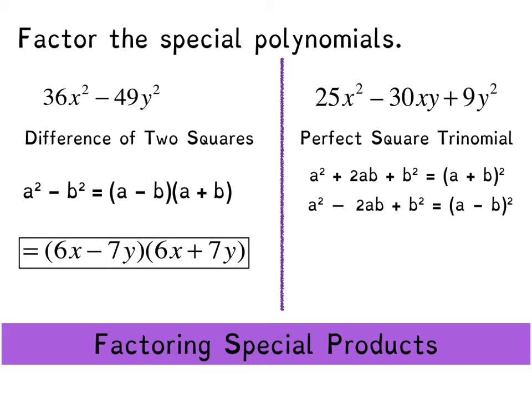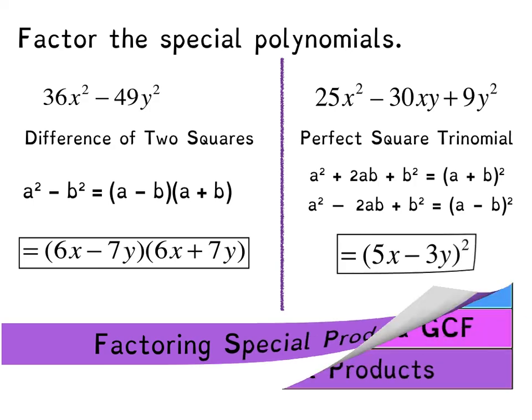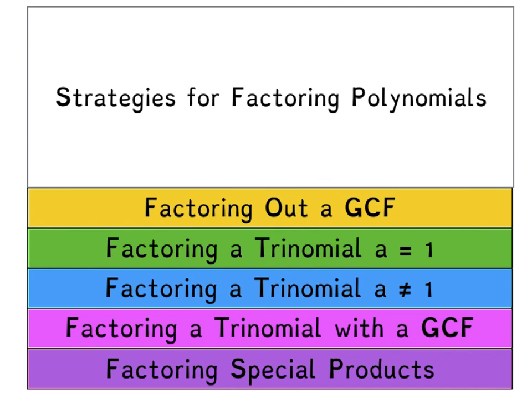So this expression that we have here qualifies as a perfect square trinomial, where the square root of the first term is 5x, the square root of the last term is 3y, and you'll notice that the middle term is definitely twice 5x times 3y. So we can factor it this way, 5x minus 3y quantity squared. So those are our strategies that we reviewed for factoring polynomials.